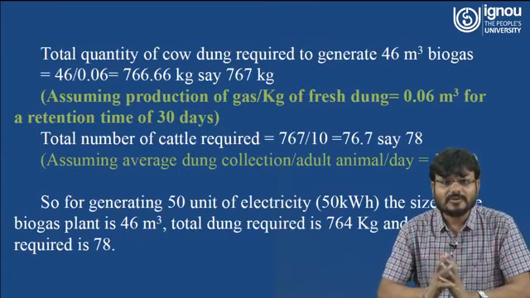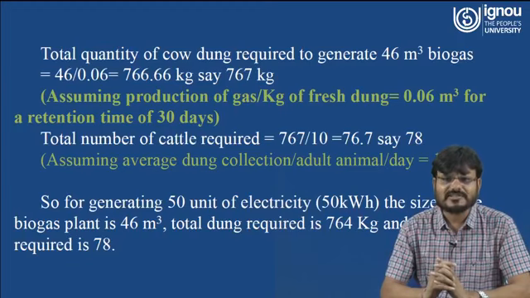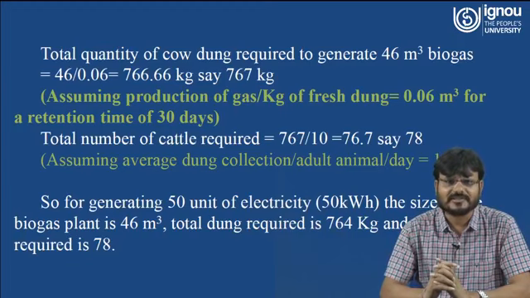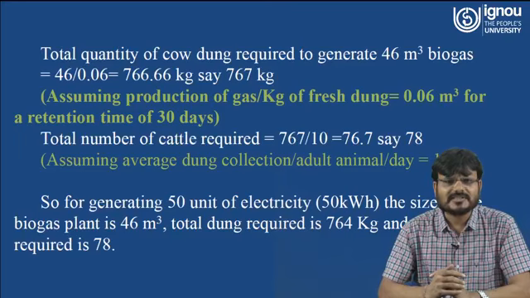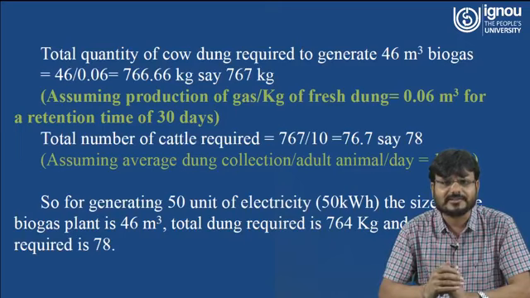Now we need to know the total quantity of cow dung required to generate 46 cubic meters of biogas. Here we are assuming that gas production per kilogram of fresh dung is 0.06 cubic meter. So you divide by this, and the value comes to 766.66 kilograms. That means 766 kilograms of cow dung is required to generate 50 units of electrical energy.